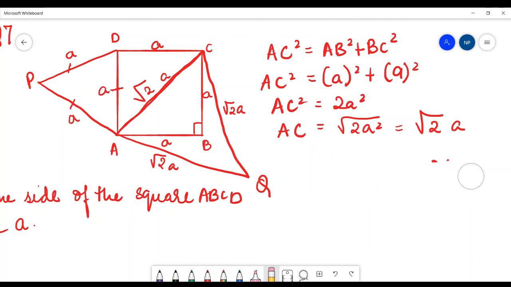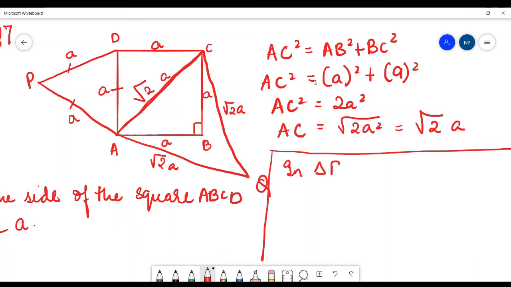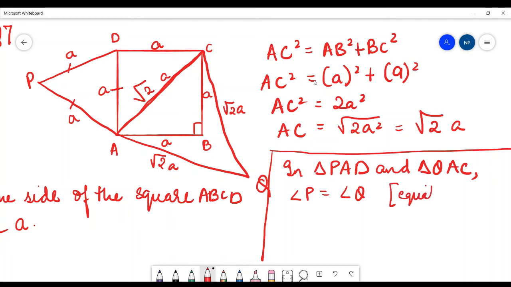Firstly, before this, we are going to mention the criteria. I hope this was clear. We will write in triangle PAD and triangle QAC, we can write that angle P is equal to angle Q, since equilateral triangle, all angles are 60 degrees.